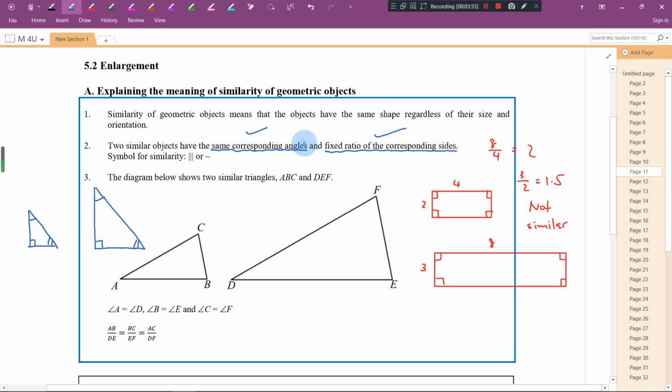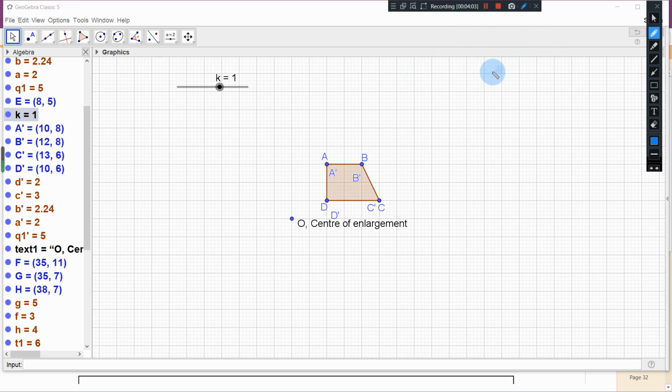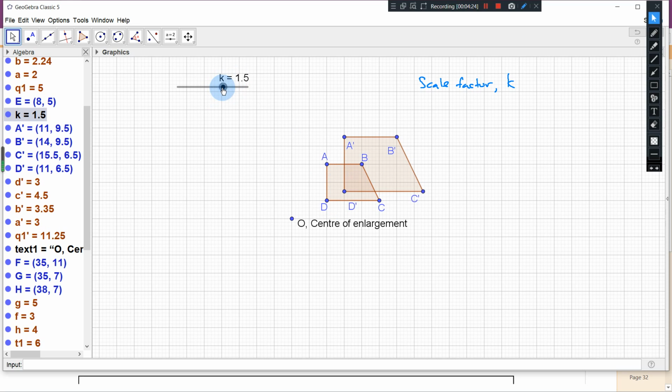Okay, now let's go to enlargement. When we talk about enlargement, we need to look at two things: the scale factor and the center of enlargement. Normally, we represent the scale factor by k. Okay, now look at the k here. Now this here is the center of enlargement, and now k is equal to 1. That means the image and the object are the same size.